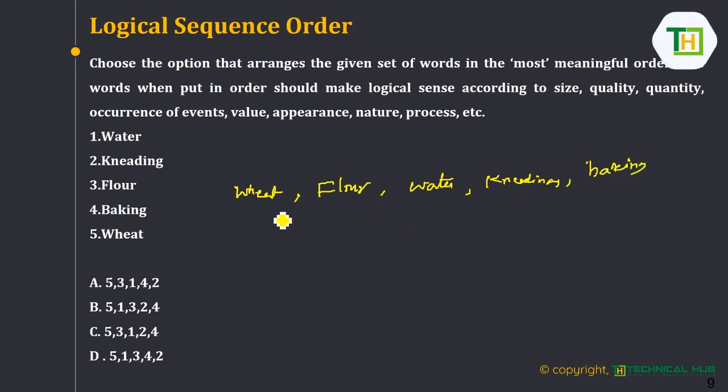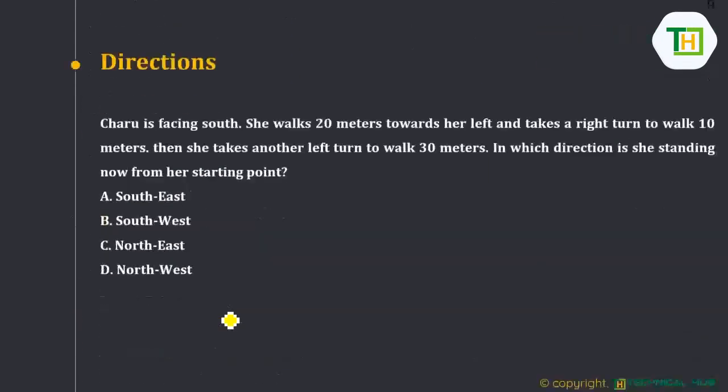So wheat means 5, flour means 3, water means 1, kneading means 2, and baking means 4. So 5, 3, 1, 2, 4. Given the options, C is the correct answer. This is based on process. Move on to the next one.